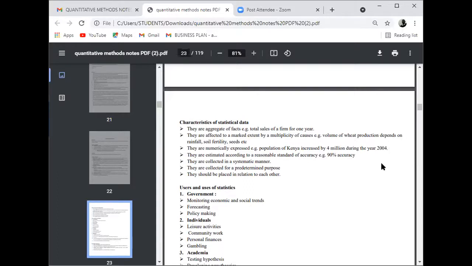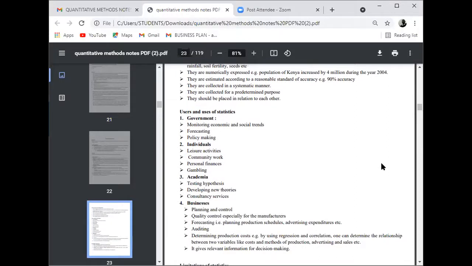Then here briefly, we can talk about the uses of statistics. We have the government and why it needs statistics for policy making, forecasting, monitoring economic and social trends and all that. As an individual, you also need statistics for these kinds of things.